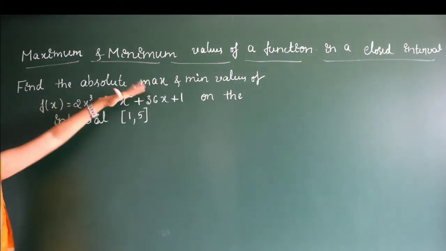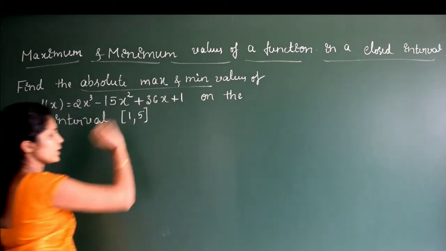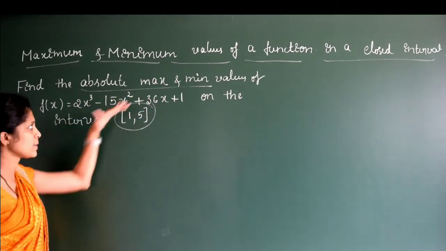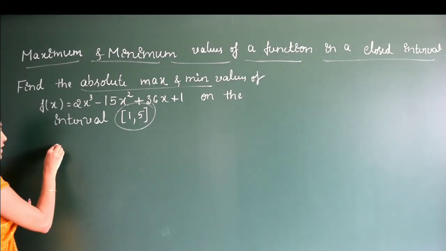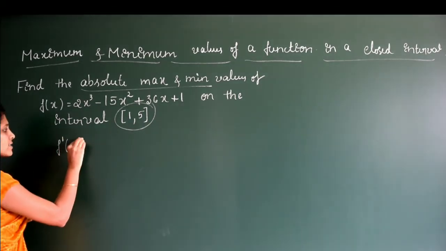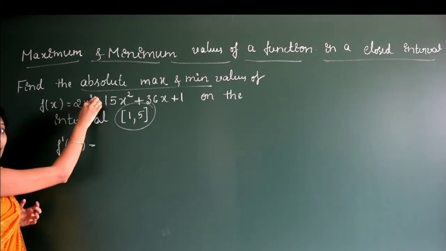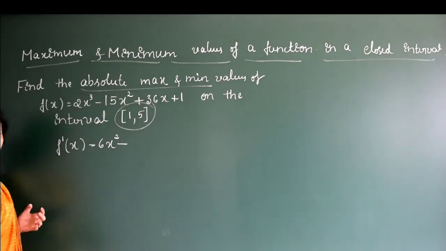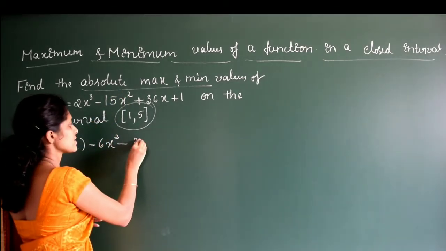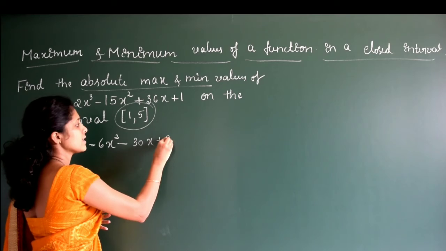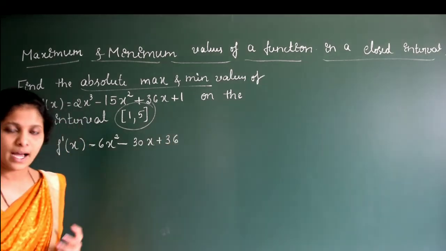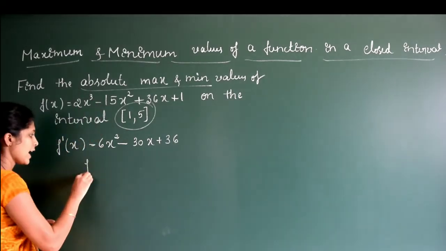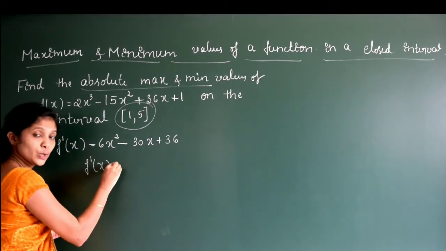Find the absolute maximum and absolute minimum value of the given function in the closed interval 1, 5. Simple. First, what you have to do is differentiate it. It will be f dash of x. So the derivative of x cube will be 3x square, so this will be 6x square, minus the derivative of x square is 2x, so this will be minus 30x plus 36. This is the first step. After that, you have to equate this to 0.